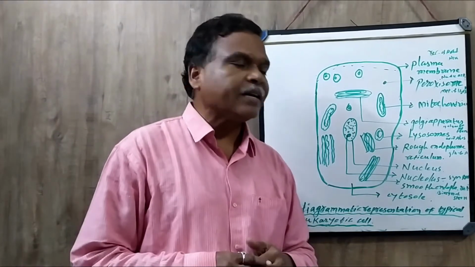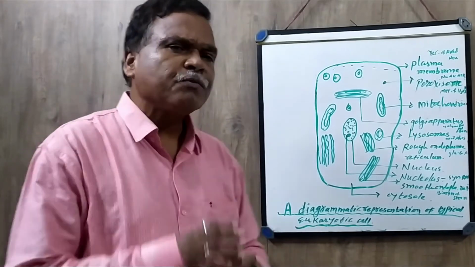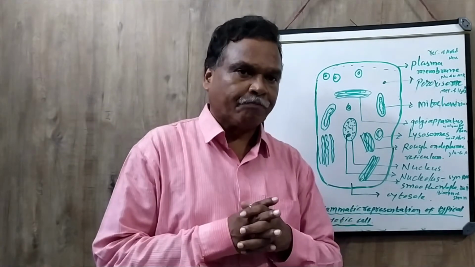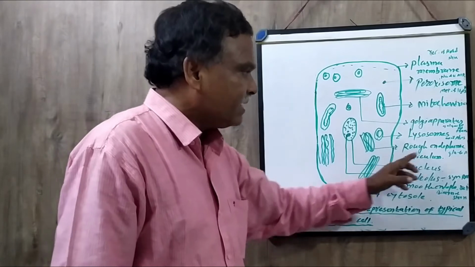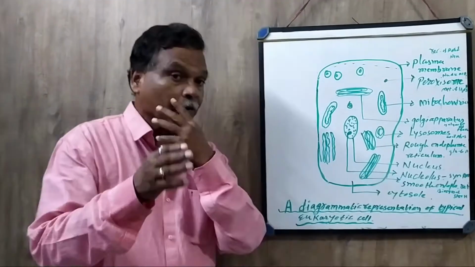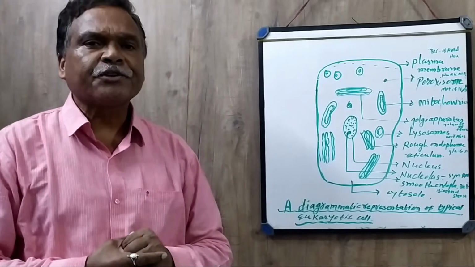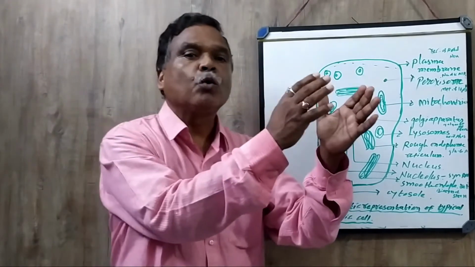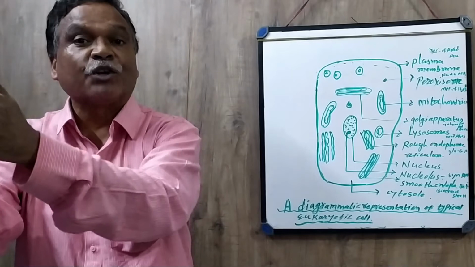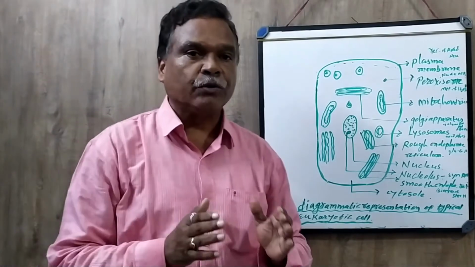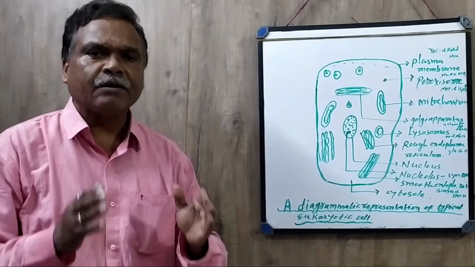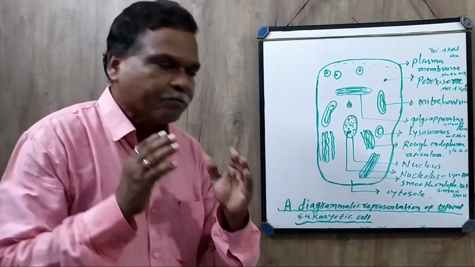Then the other organelle is the rough endoplasmic reticulum. Rough endoplasmic reticulum is responsible for the synthesis of protein and it contains glucose 6-phosphatase, an enzyme responsible for the conversion of glucose 6-phosphate in the process of glycolysis. Glycolysis is a metabolic process.